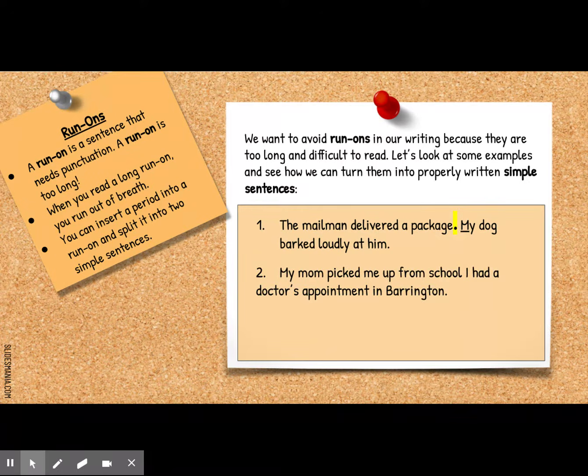Number 2, my mom picked me up from school. I had a doctor's appointment in Barrington. Again, you can hear the pause when read aloud. Mom picked me up from school, period. I had a doctor's appointment in Barrington. You can split this up into 2 simple sentences.